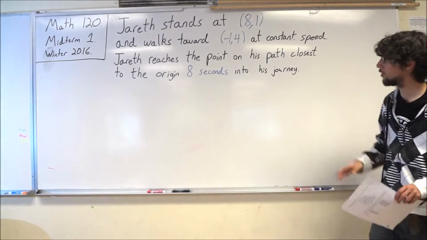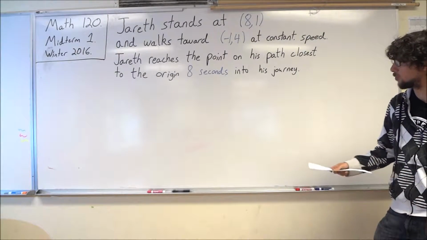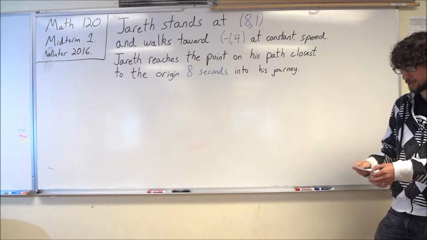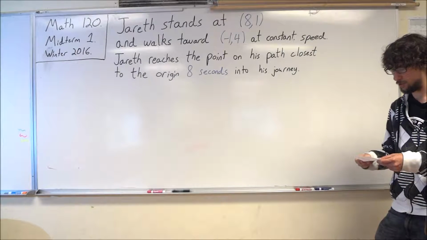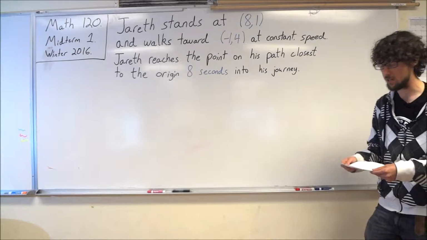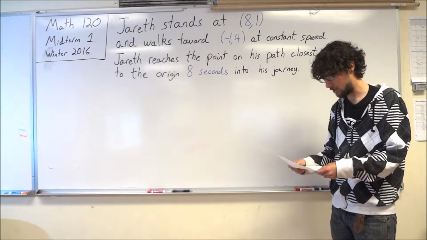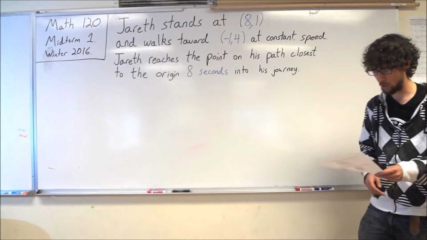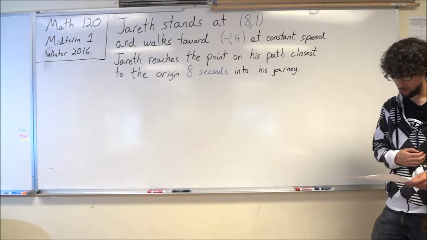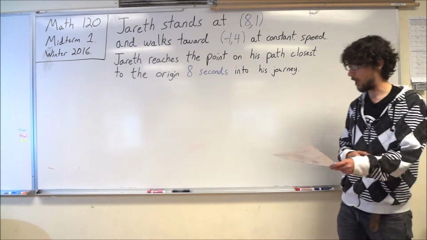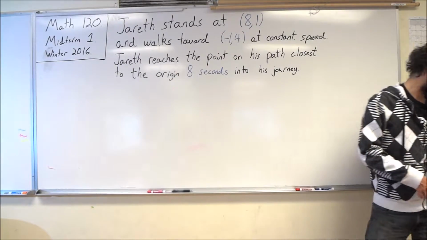This detail is a little tricky to interpret. What is the question actually asking us to do? We're asked to do 3 things. We're asked to first find Jareth's speed in units per second. Then we're asked to give parametric equations for Jareth's coordinates after t seconds. And finally, we're asked, when does Jareth cross the y-axis?